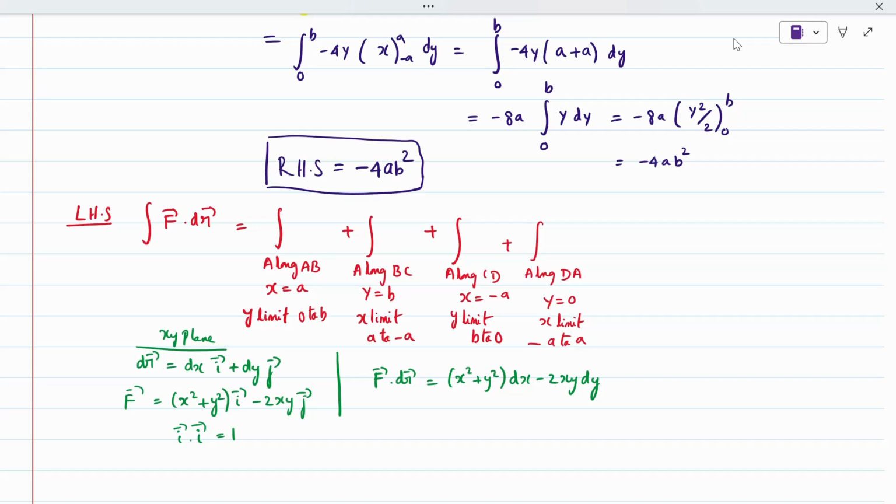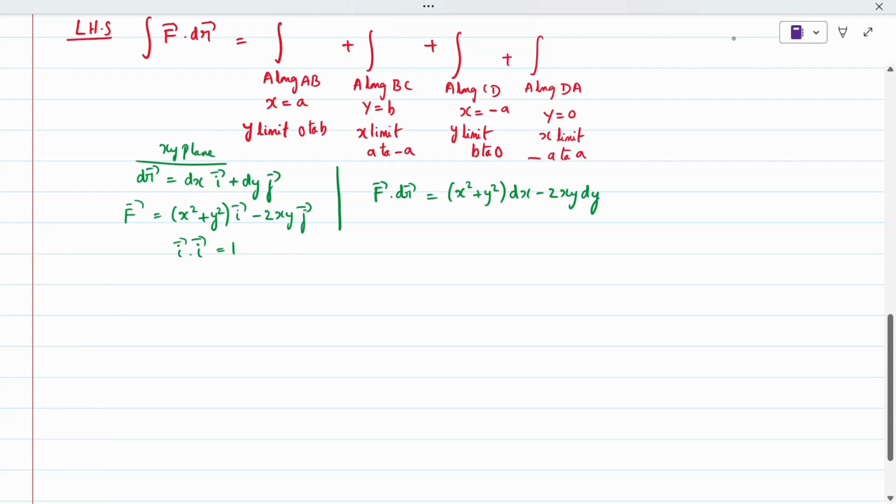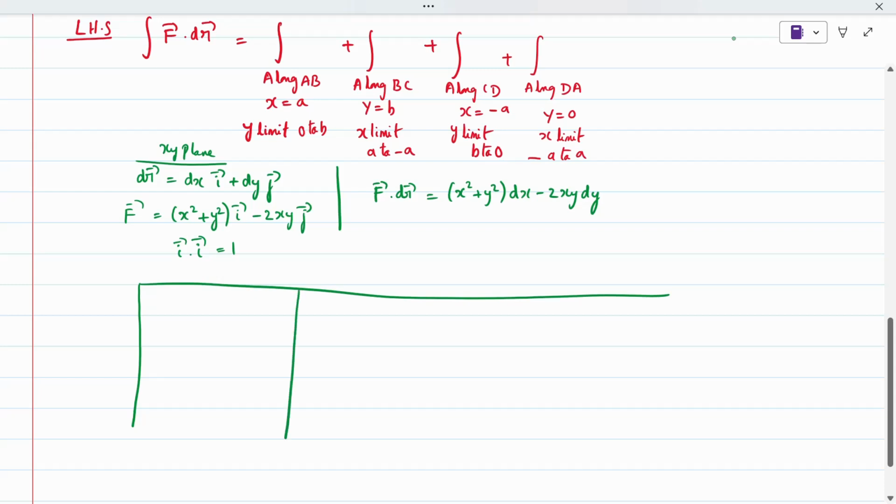So now, so that you will not make a mistake, you can do it in a single line or in a table format. It's your wish, whichever is convenient for you. Like this table format you can do it. This is AB, BC, CD, DA.